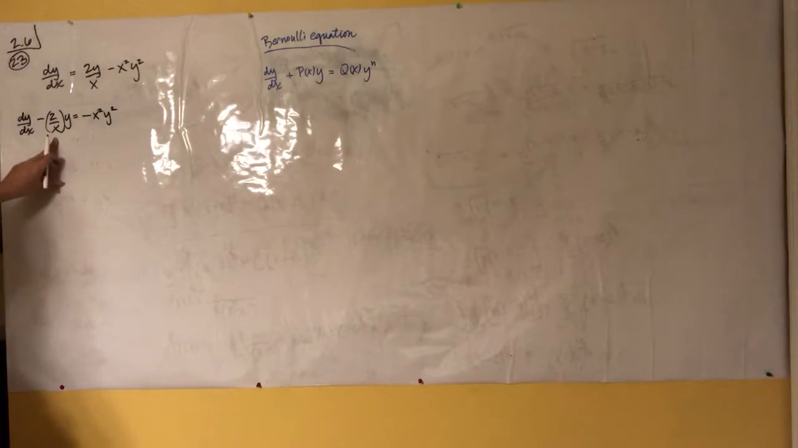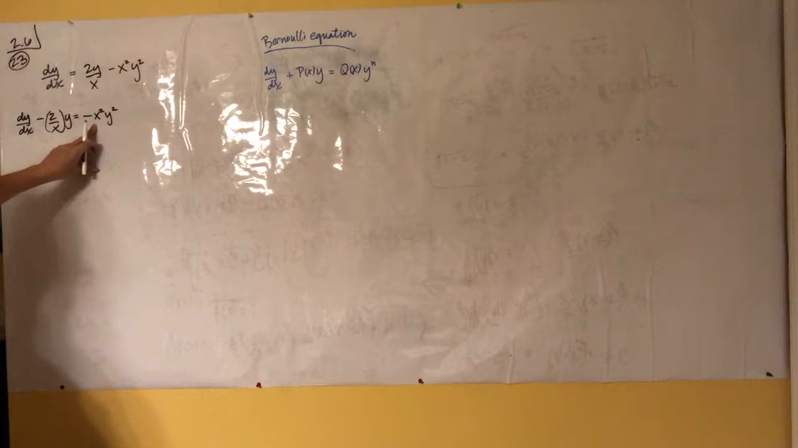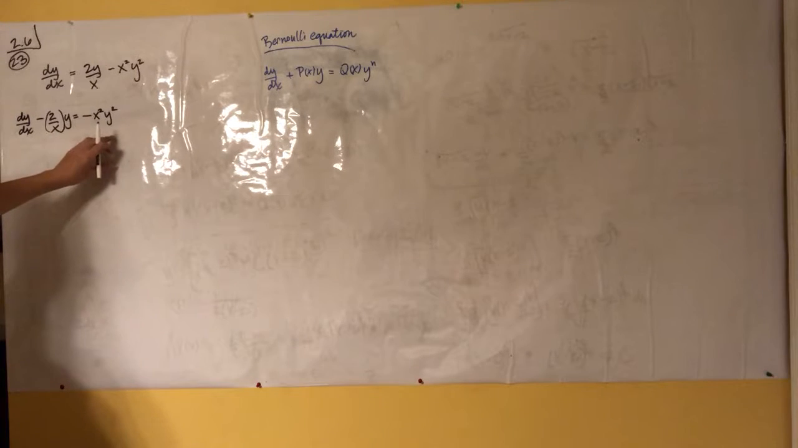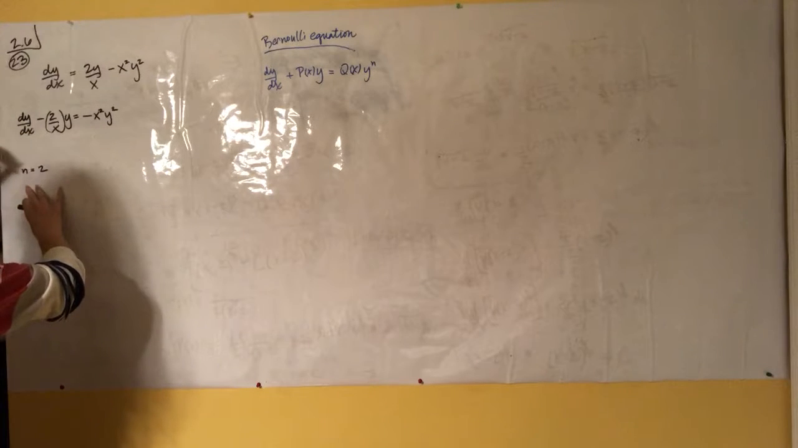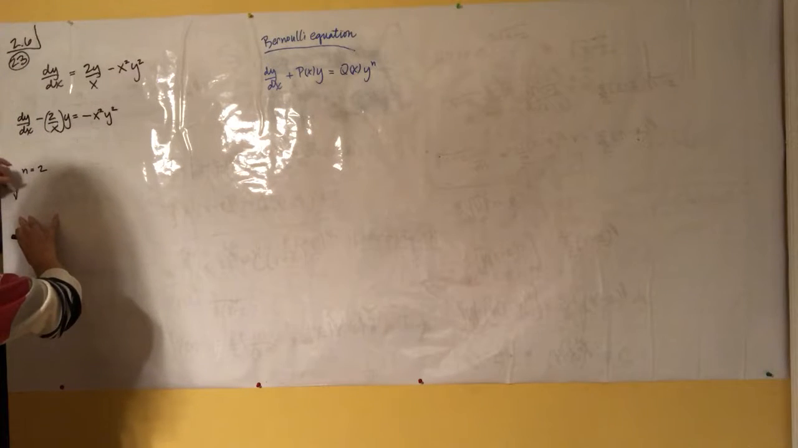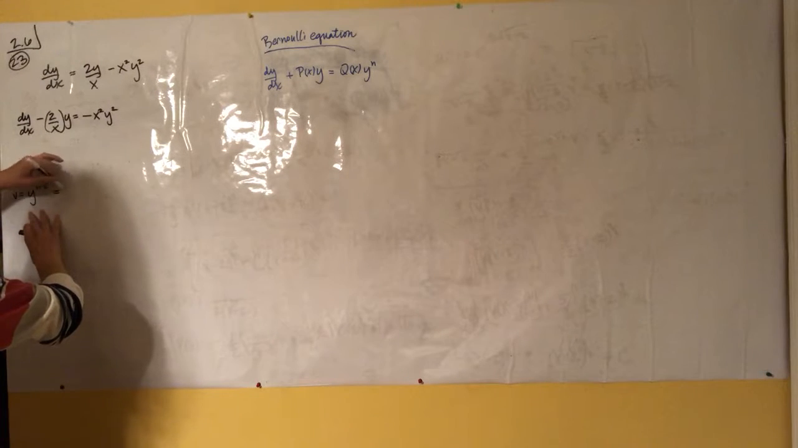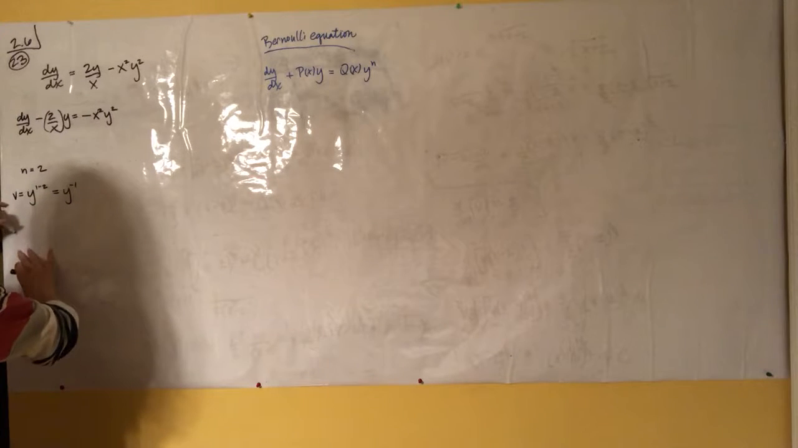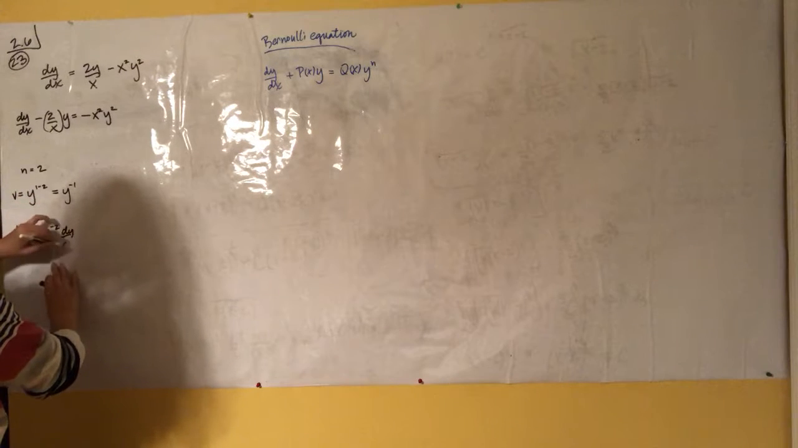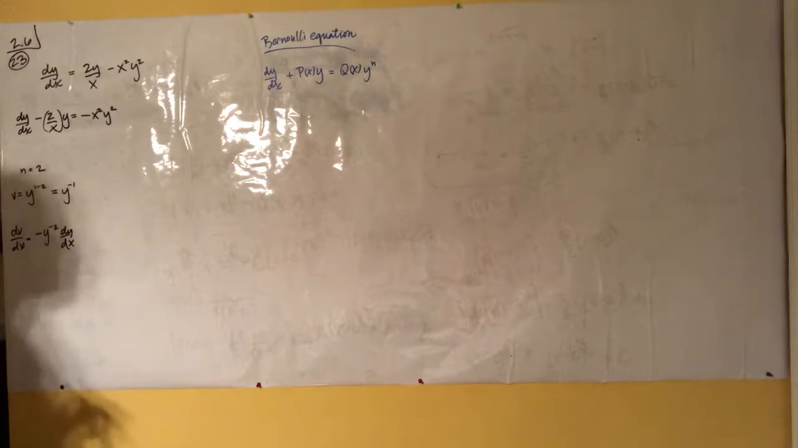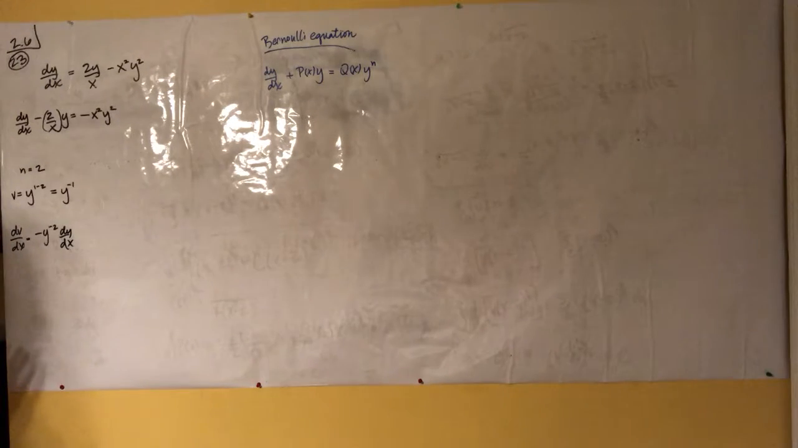You got your p of x here, q of x is negative x squared, and your n is equal to 2, right? So n is equal to 2, and you're going to want to substitute, so v is equal to y to the 1 minus 2, that's going to be y to the negative 1. Okay, and if you want to take the derivative, dv/dx is equal to negative y to the negative 2 dy/dx. Okay, and again, we're going to use this to substitute later on.